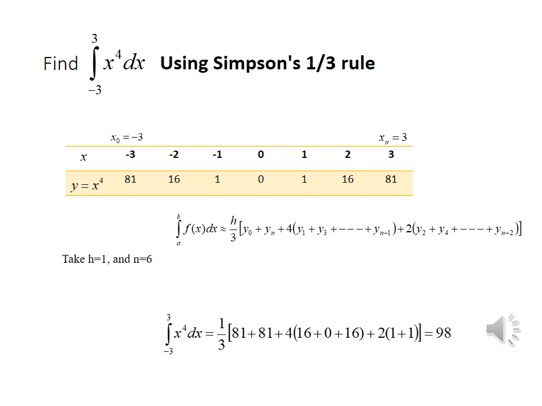In a similar way you can use Simpson's rule to find the integral from minus 3 to 3 of x raised to 4 dx. So here x0 is equal to minus 3, xn is equal to 3. The interval is divided into one difference. So finally you can use the formula we previously calculated, with h equal to 1 and n equal to 6. So 1 by 3 into first term plus last term, 81 plus 81, plus 4 times all odd terms plus 2 times even terms, which gives 98. So Simpson's rule gives a more accurate result than the trapezoidal rule.